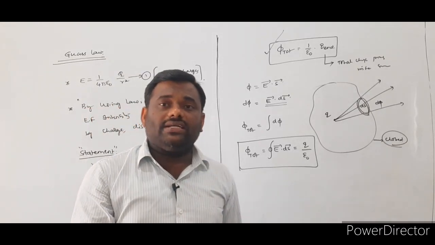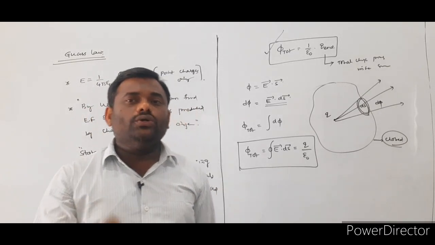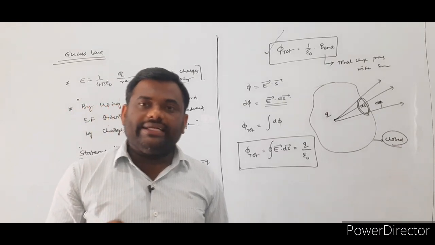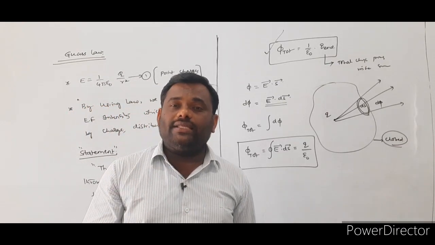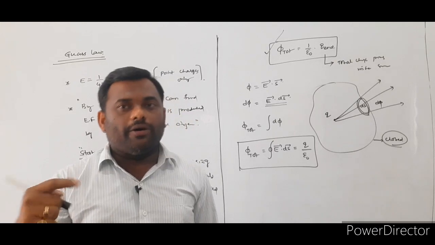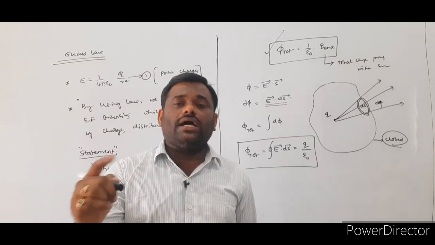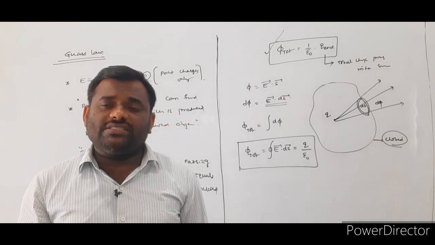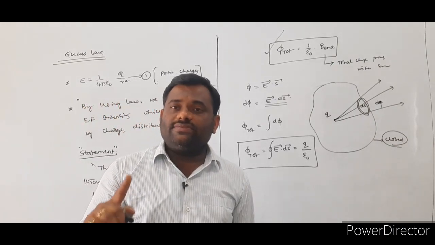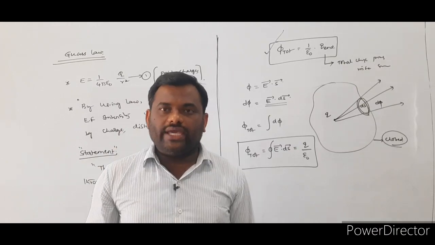This is a statement of the Gauss law which can be used to find the electrical field intensity which is produced by charge distributed objects. So in the next class, we will discuss the applications of the Gauss law. Very, very important questions, 5 marks questions. In the next class, we will discuss those applications. Okay, thank you.